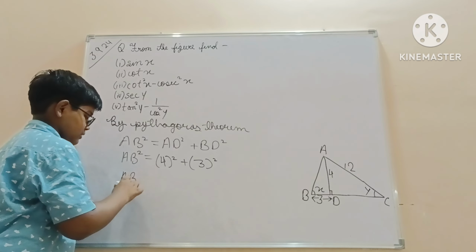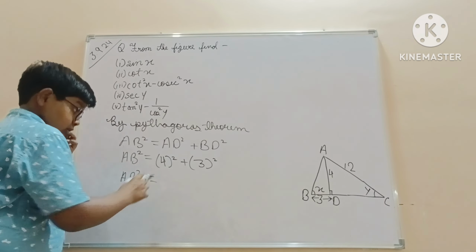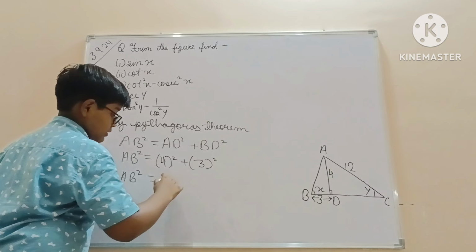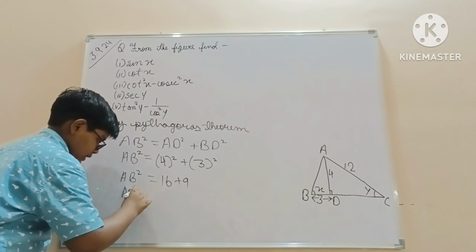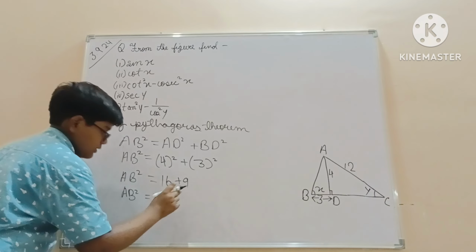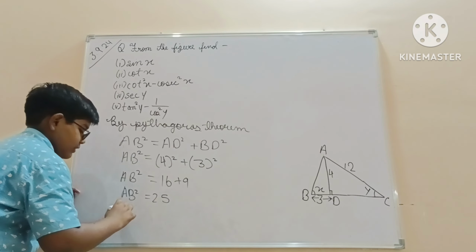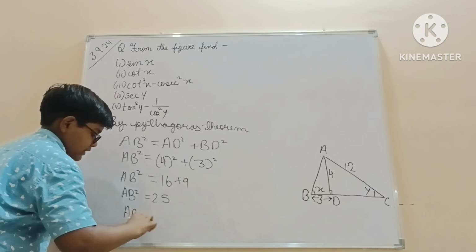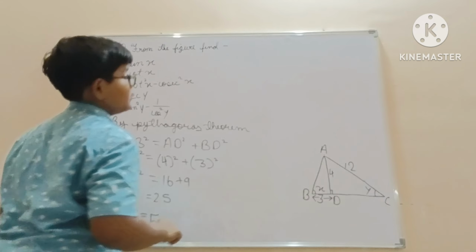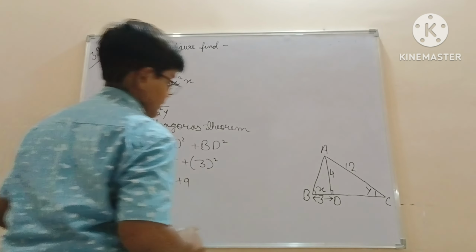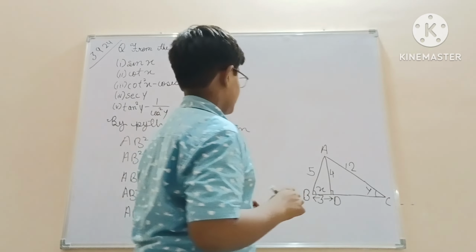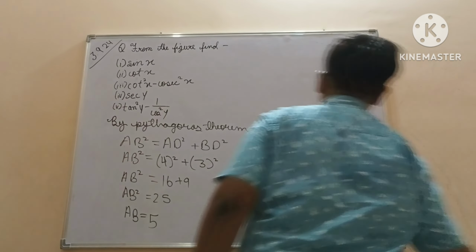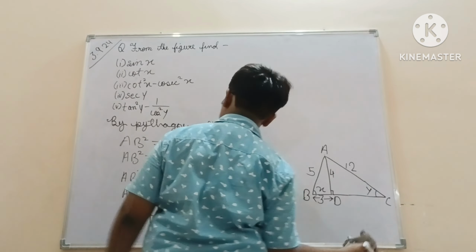Now AB square will give us 4 4s are 16 and 3 3s are 9. So AB square is equal to 25. These both values will add up to 25, and 25 is the perfect square of 5. So we will get the value of AB, which is 5. So we have got the value of AB, 5. So now we will find the value of DC.